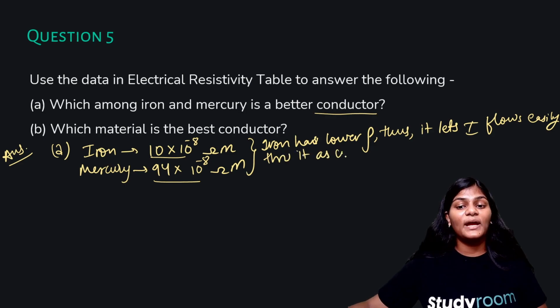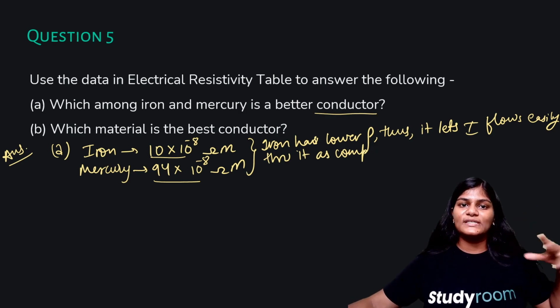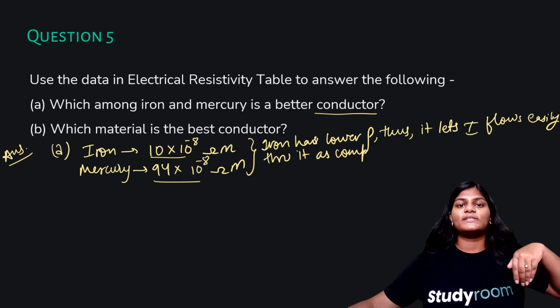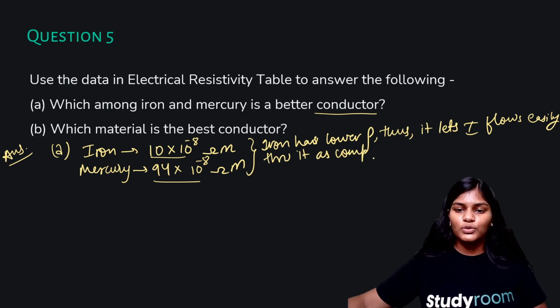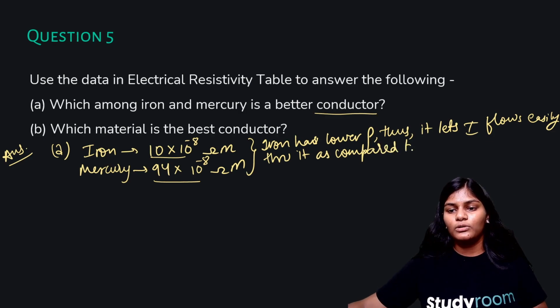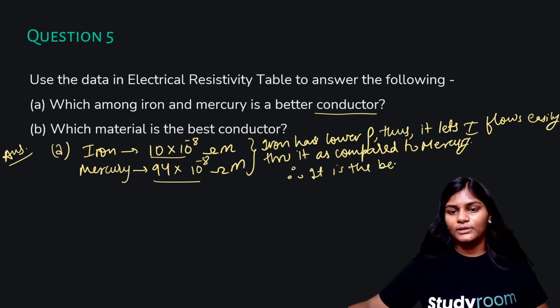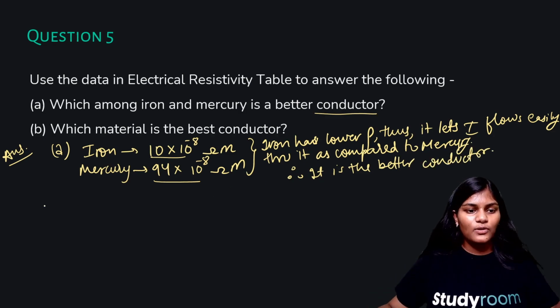as compared to, now you can't say that current flows most easily through iron, because there are substances which have even lower resistivity than iron, but here you are told to compare these two. So you will write as compared to mercury, right? Therefore, it is the better conductor. Okay? Great. Now, the next part.